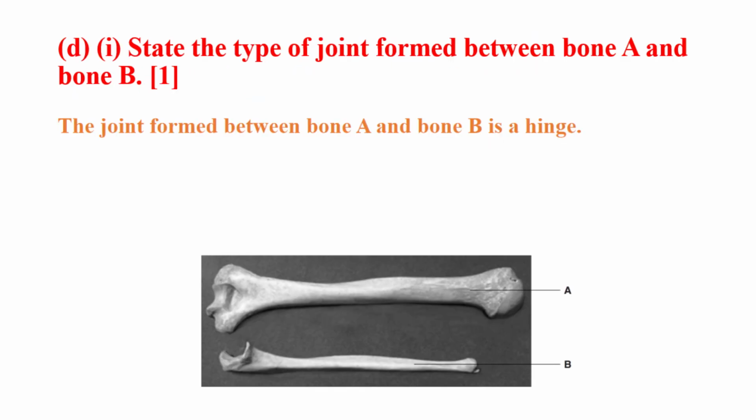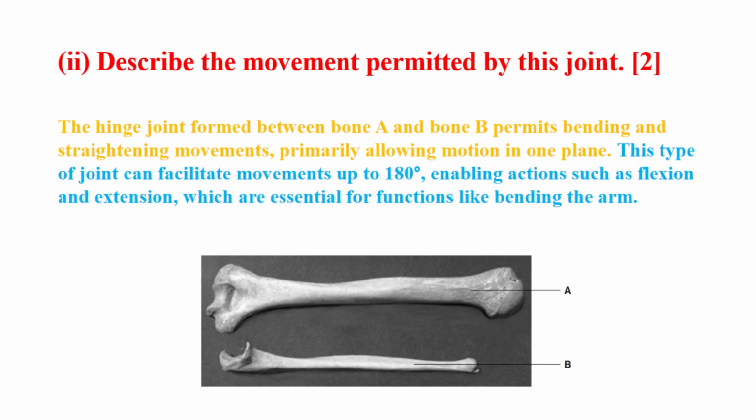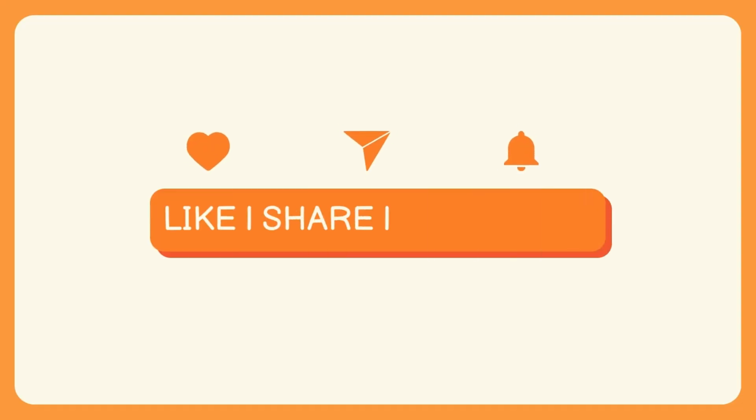In Part D, Part 1, state the type of joint formed between bone A and bone B. The connection between the humerus and the ulna is a hinge joint. In Part 2, describe the movement permitted by this joint. This joint allows for bending and straightening, enabling crucial movements like flexion and extension of the arm, essential for everyday tasks. And that wraps up our exploration of physical activity's impact on breathing and the anatomy of the arm.